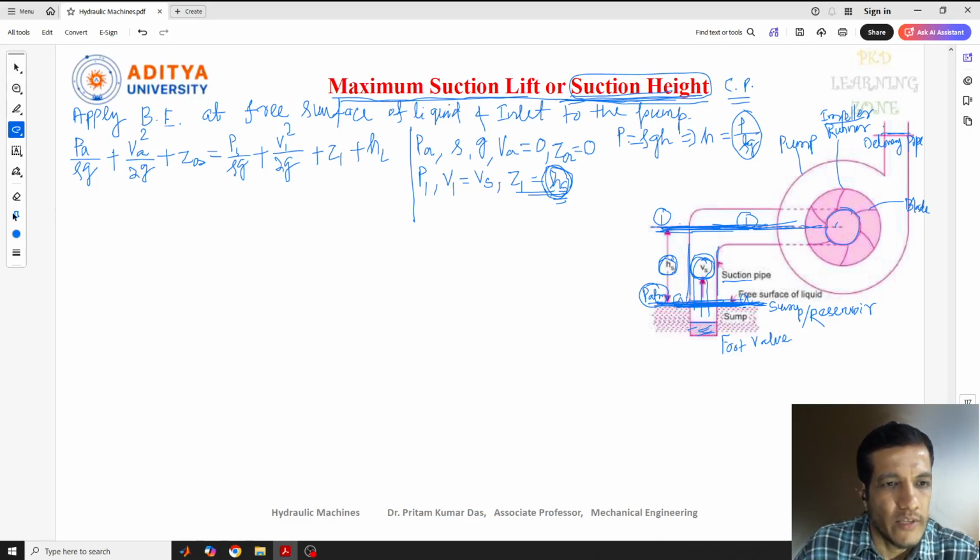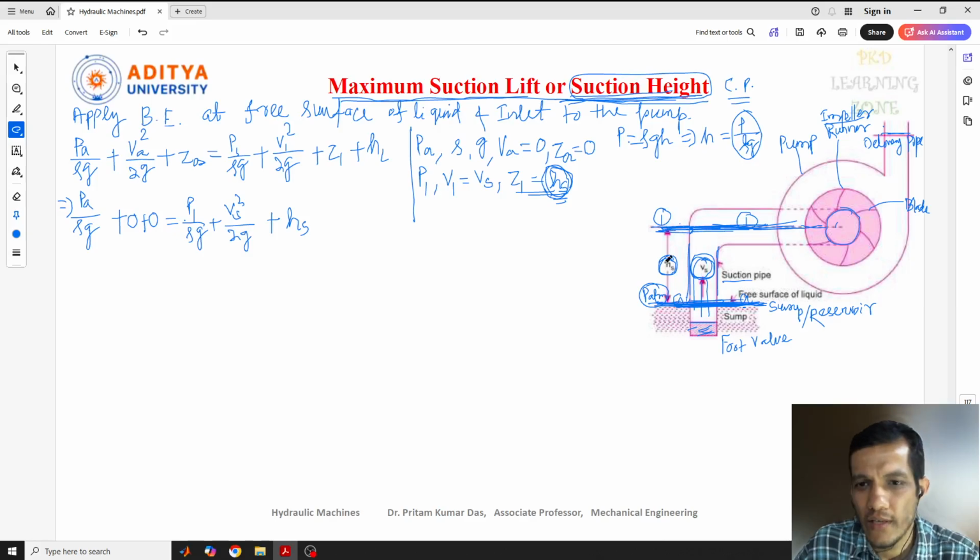Now in this equation, let me put these values. On the left side we have PA by rho g, plus VA square by 2g, where V is 0 here, so let me keep 0, plus Z equal to 0, no distance is there. On the right hand side, we can write P1 by rho g, plus V1 square by 2g, and plus, in place of Z1, I'll write HS, because that is the suction height, how much height is required, that is our target to find out. Along with that, the HL.